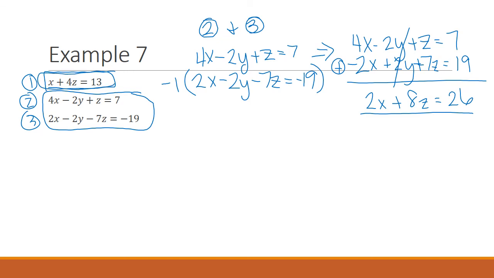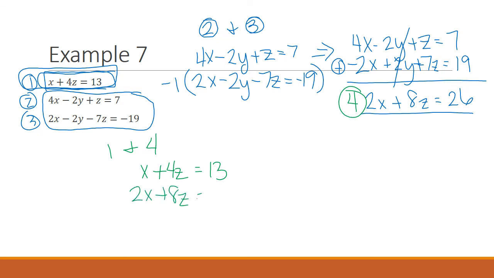I'm going to combine that with this one over here, my first equation, those in two variables. So now I'm going to look at 1 and 4. We'll call this one number 4. And so I have x plus 4z equals 13, and then 2x plus 8z equals 26. And then when we are solving this, we're trying to eliminate a variable. So I'm going to multiply this top one by negative 2 so my x's cancel out. So I'll get minus 2x minus 8z equals negative 26.